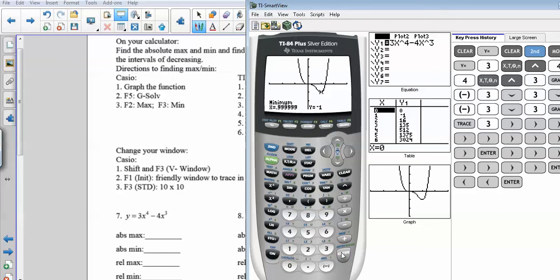So I have x equals 0.99999, and that's a rounding error on the calculator's part. The x is actually 1 and the y is actually -1. So I'm going to write those values here. Let's see.